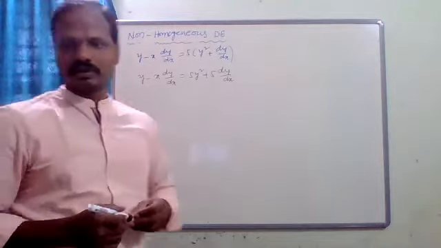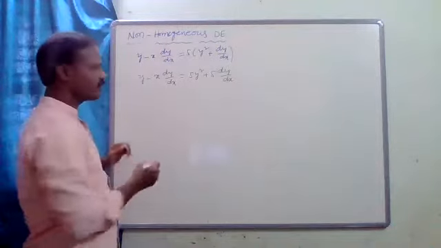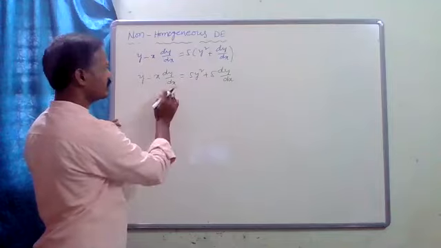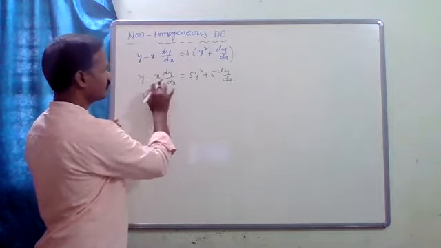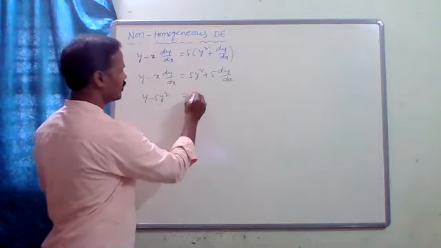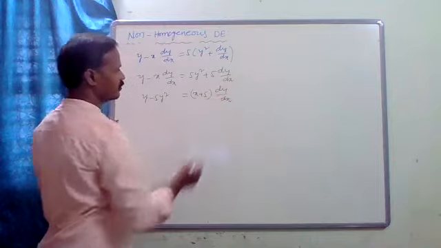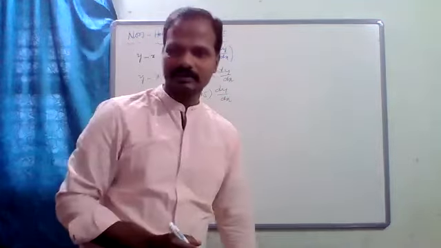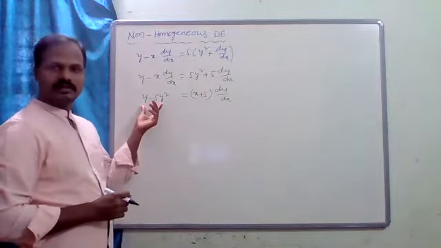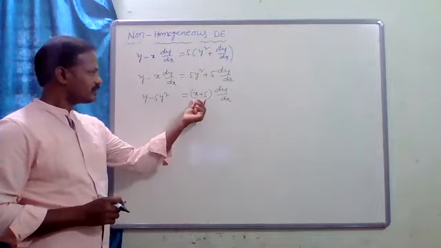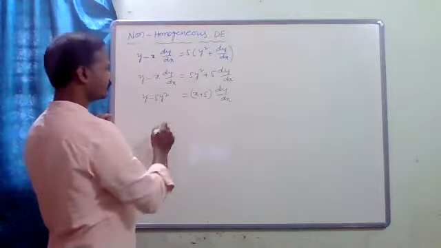What we have to do? We have to take common dy by dx. Okay? So then it is y minus 5y square equal to x plus 5 into dy by dx. Am I correct? Now see, these all are y terms. This one is x term. So it is just variable separable.